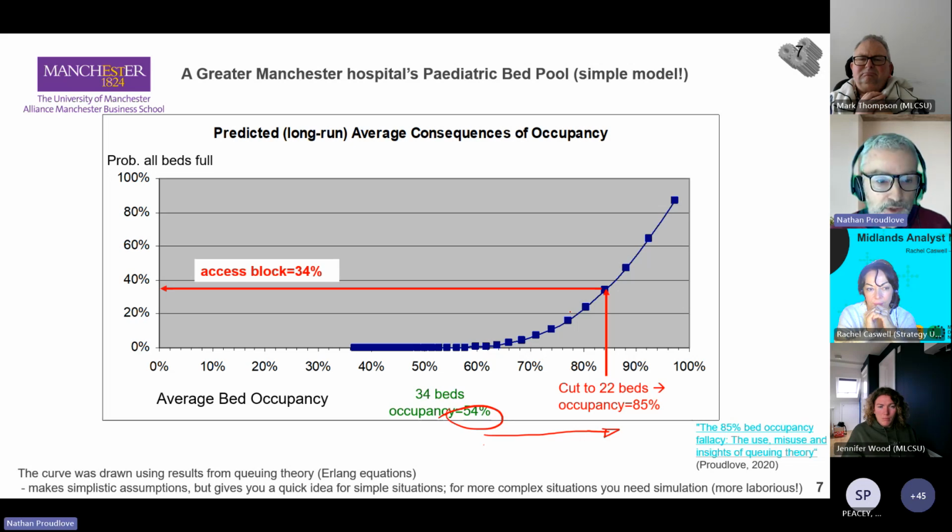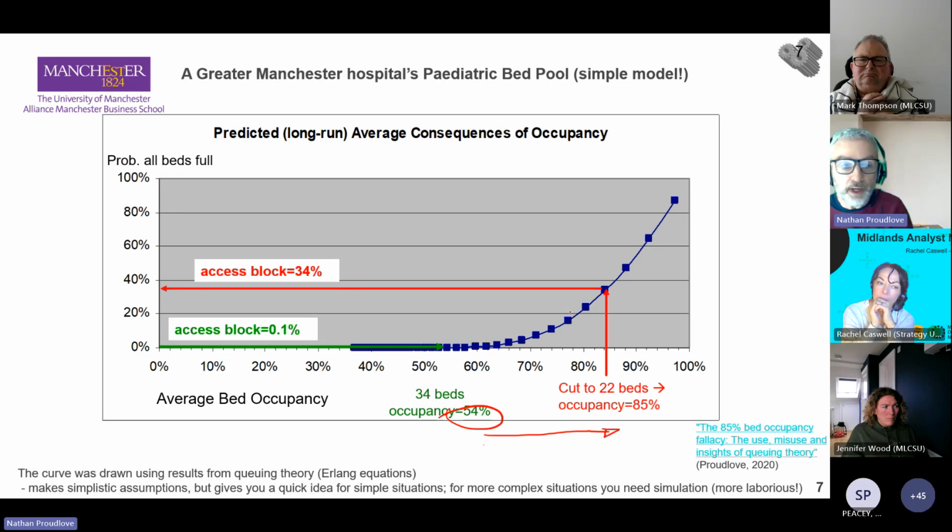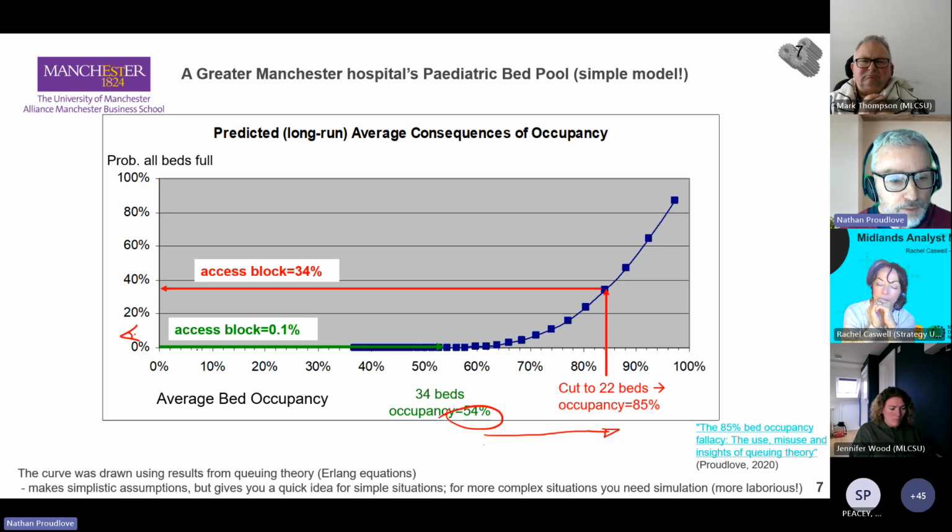So I went and looked at national data on pediatrics, and it seemed that people were running their bed pools at an access block risk rate of about 1 in 1,000. This was some time ago. I don't know if they still are. So thinking about it the other way, your performance is on the y-axis. This is where you should start. What level of performance are we prepared to accept? And read across the curve and the consequence would be you should be running at an average of about 54% to give you that level of performance.